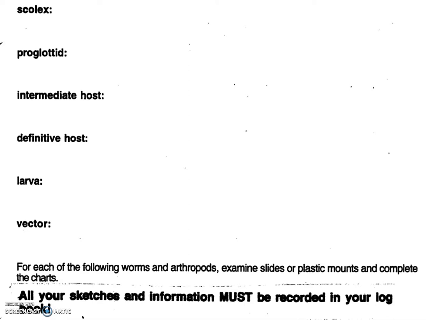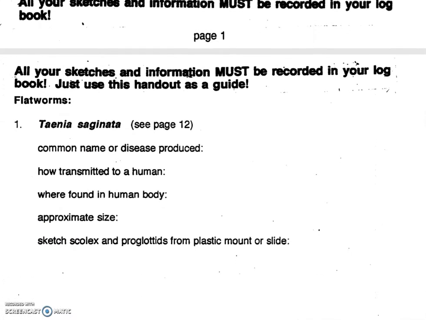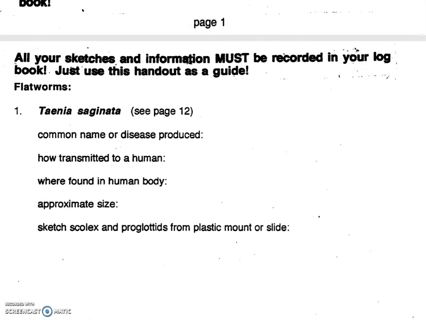So the instructions for the lab are that for each of the following worms and arthropods, you're supposed to examine slides or plastic mounts and complete the charts. Basically, the internet, again, is your best friend. You will find a lot of images there that are far better than what we actually have in the lab. So we're starting out here with Taenia saginata.